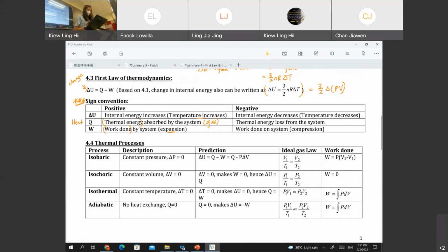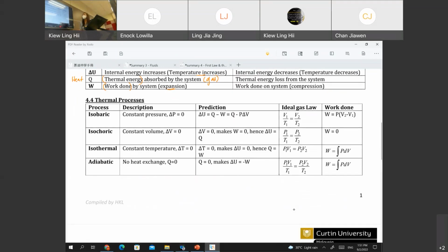And move on to the 4 types of thermal processes: isobaric, isochoric, isothermal, and adiabatic. So these 3 "iso" terms refer to each state. Isobaric means constant pressure. Isochoric refers to volume, constant volume, and isothermal refers to temperature, constant temperature. Okay, so now the first law of thermodynamics applied to all these processes.